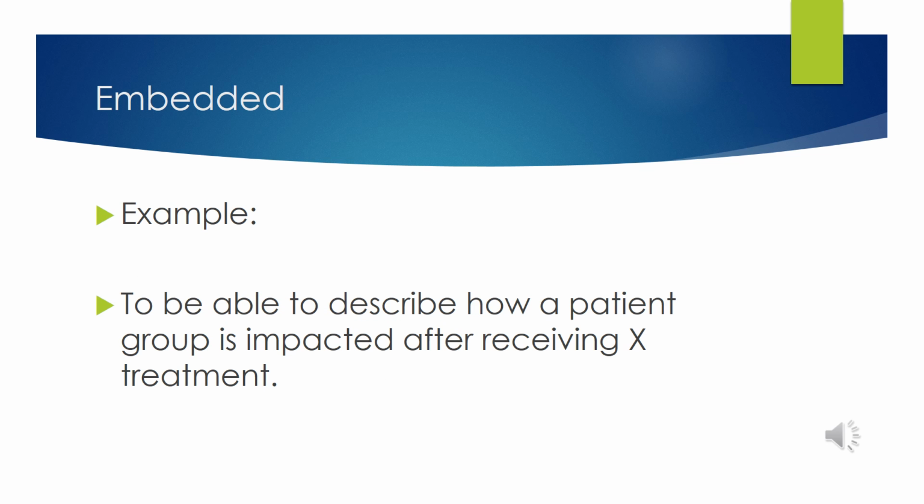So my example for an embedded mixed research design would be to describe how a patient group is impacted after receiving X treatment. So you might be looking at what happens to patients when they receive X treatment as a quantitative component, but you really want to describe how it affects the patient and maybe their lives as well. And so that's that qualitative component that we can add in there for a more well-rounded research.